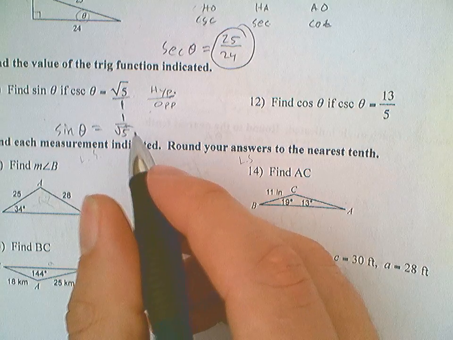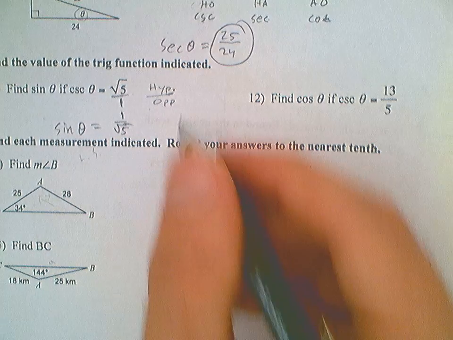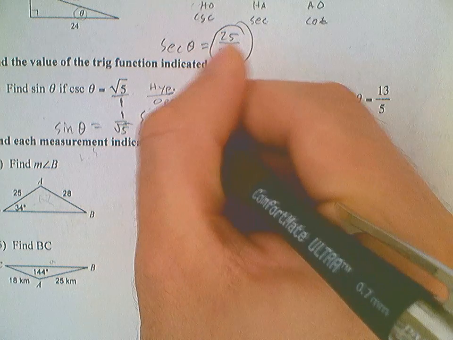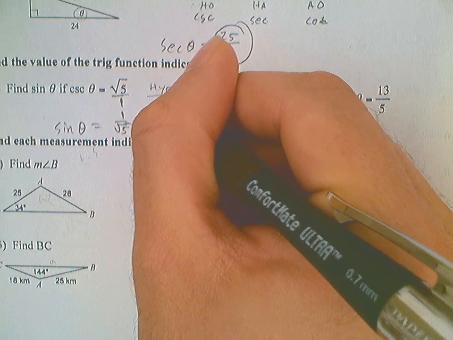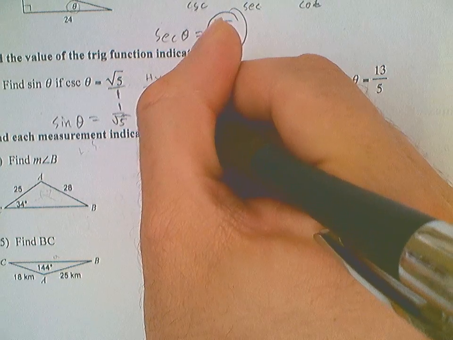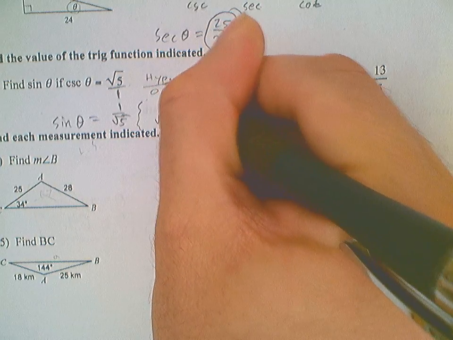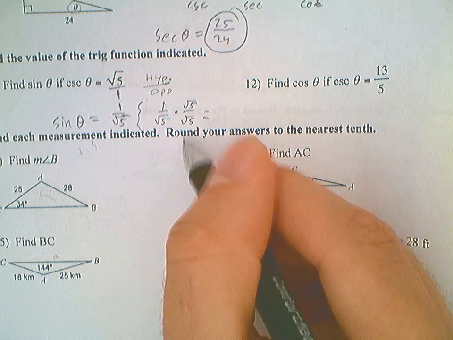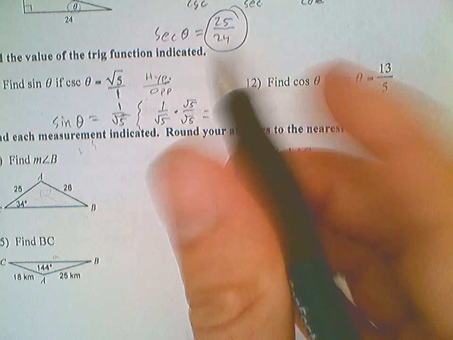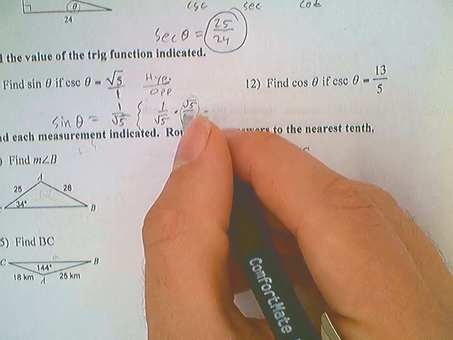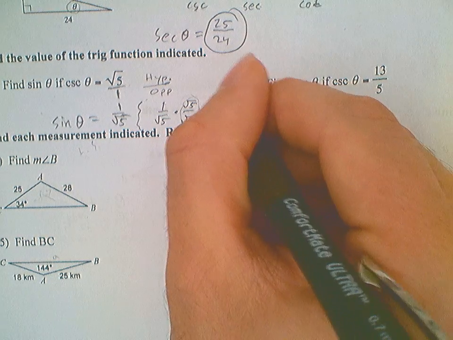So 1 over square root of 5, while that is technically correct, if we wanted to be a bit more proper, we would rationalize that denominator, which means we get rid of the radical on the bottom. So let's take just a second to do that. The radical on bottom is square root of 5. So if I multiply by square root of 5 over square root of 5, remember that I'm just multiplying by 1 technically. So I'm multiplying by 1 in a really fancy way.